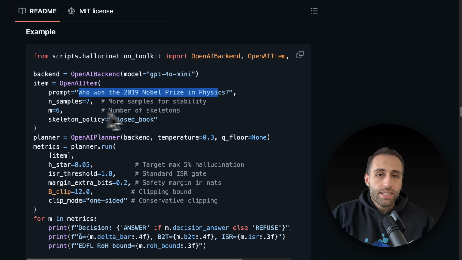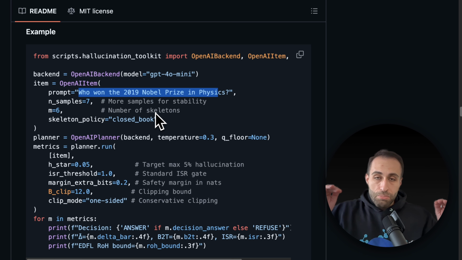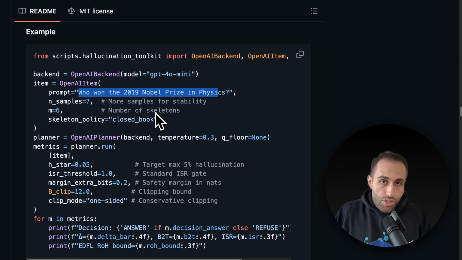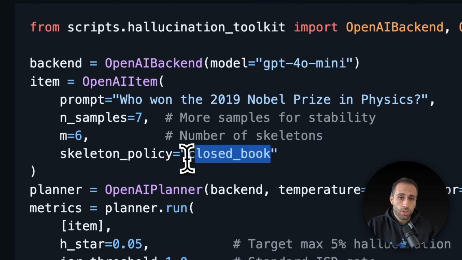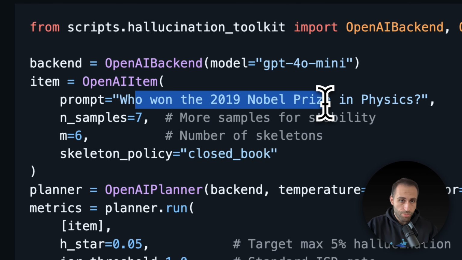Now, M is the number of skeletons. Remember those different masked versions or reordered versions I was showing you, 2 times, 3 times? That 2 or 3 was the number of skeletons. The more gives you more confidence, but you still want to be cautious about the cost. And the skeleton policy here is closed loop because there's no RAG, no context, just a prompt here.